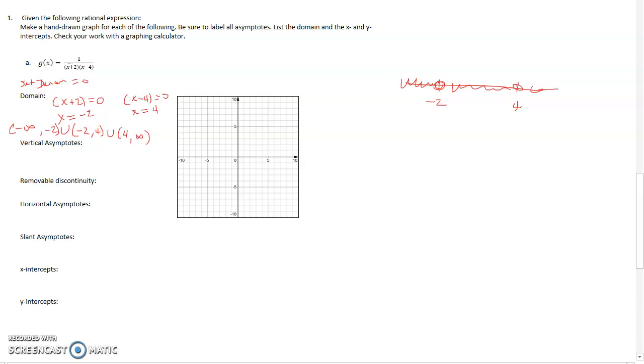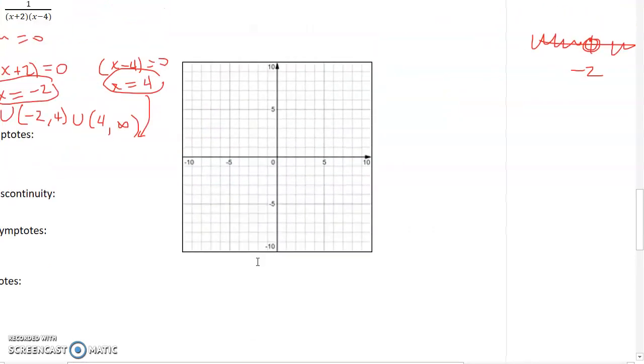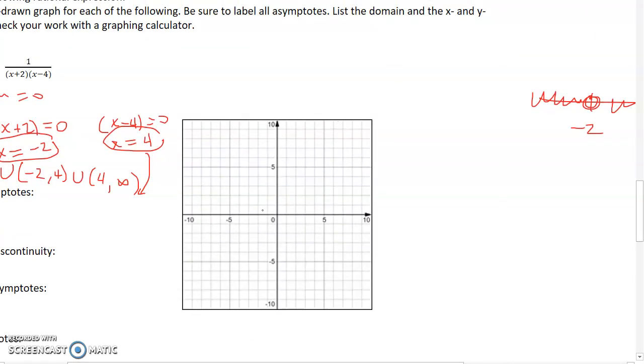For the vertical asymptotes, this is really easy because those are just the x values that you solved for when you got the domain. So our vertical asymptotes are at x is equal to -2 and x is equal to 4. I'm going to zoom in a little bit, and I'm going to actually draw those vertical lines, we're going to have one at -2. I'm going to make sure I label these as well. And then I'm going to have another one at 4.